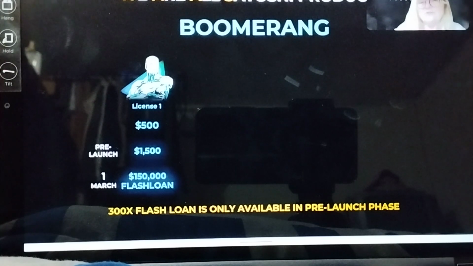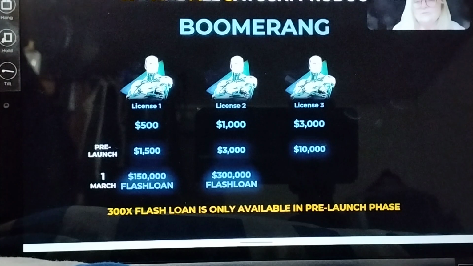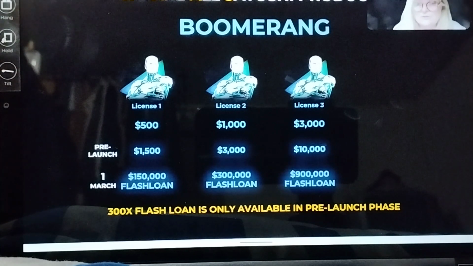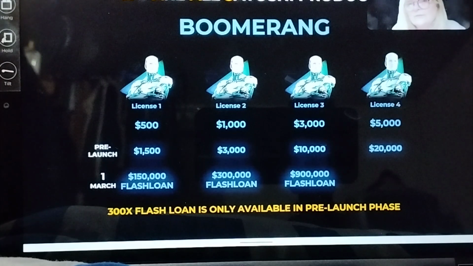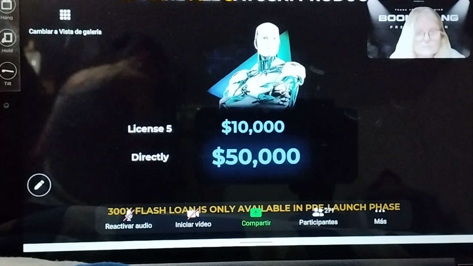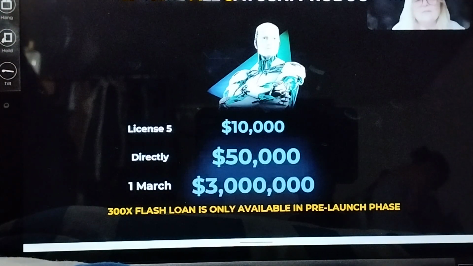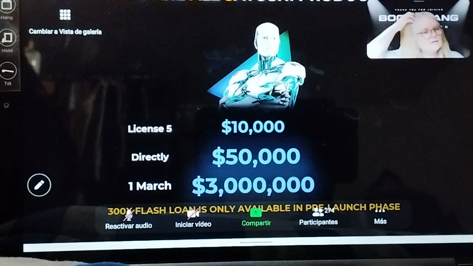Beyond 500, you can also have the $1,000 package, which goes up to 300,000 flash loan and 3,000 pre-launch loan, 3,000 license, which gives you 900,000 flash loan and 10,000 pre-launch loan, 5,000 license, which gives you 1.5 million flash loan and a $20,000 pre-launch, or you can go all the way immediately to the 10,000 license, which gives you immediately $50,000 to play with for this month, and 3 million to trade with from next month.